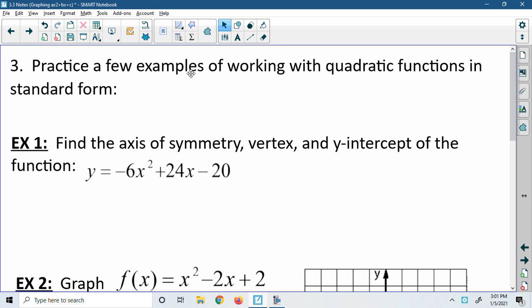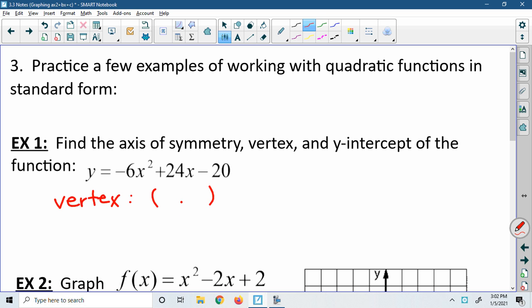So now let's try some examples of working with these quadratic functions in standard form. So example one, we don't have to graph it yet, but we are finding the axis of symmetry, the vertex, and the y-intercept of the function. So just from habit over the years, I always like to start with the vertex. You know, it's the most important part of a parabola. So I always like to start with that.